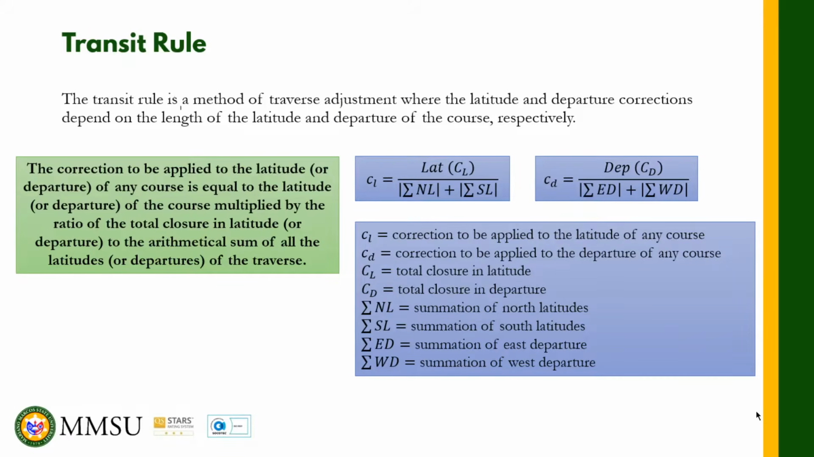So, a transit rule is a method of traverse adjustment where the latitude and departure corrections depend on the length of the latitude and departure of the course respectively. Okay, so the transit rule is the same as the compass rule. The only difference here is that for the compass rule, the correction for each latitude and departure depends on the length of the line and on the total length of the traverse.